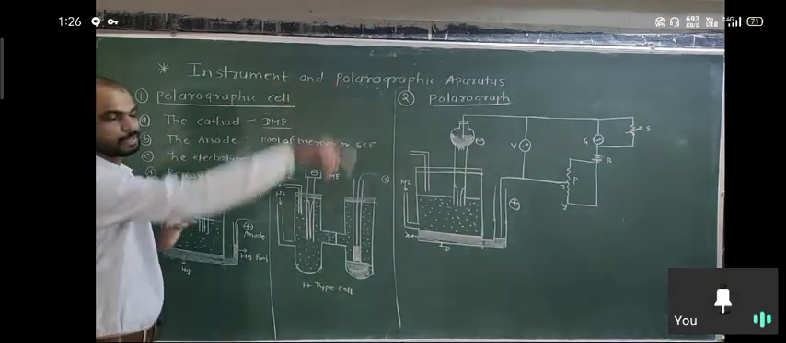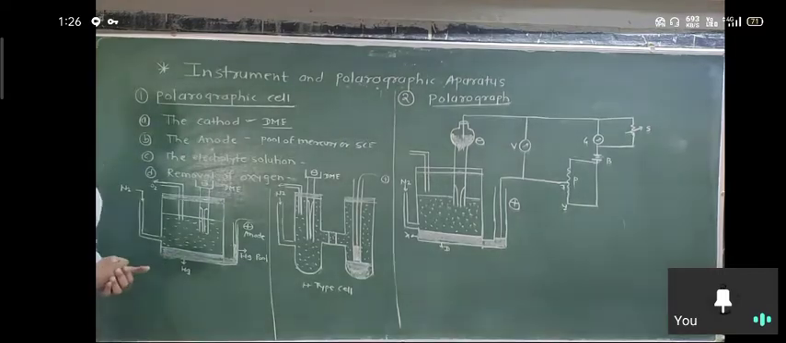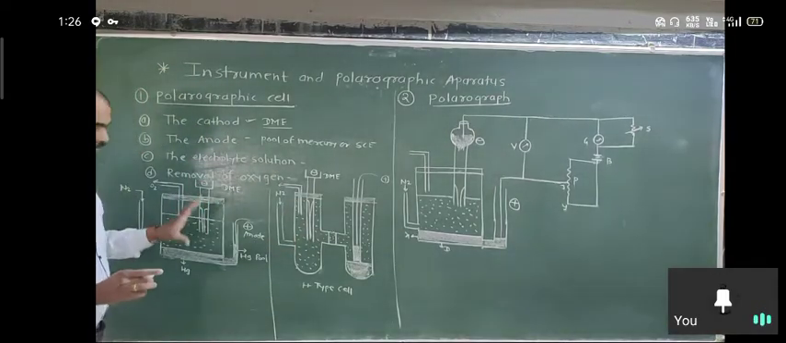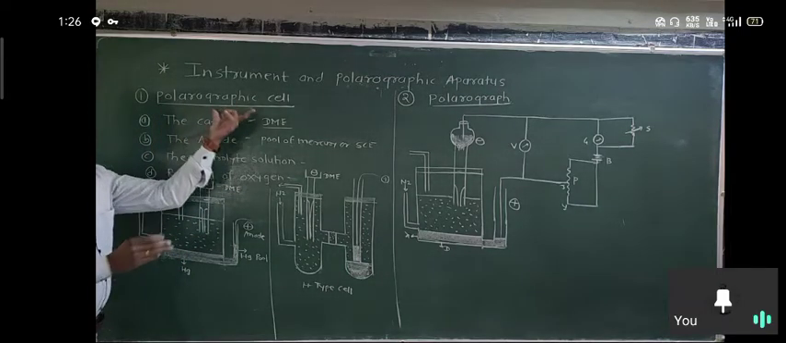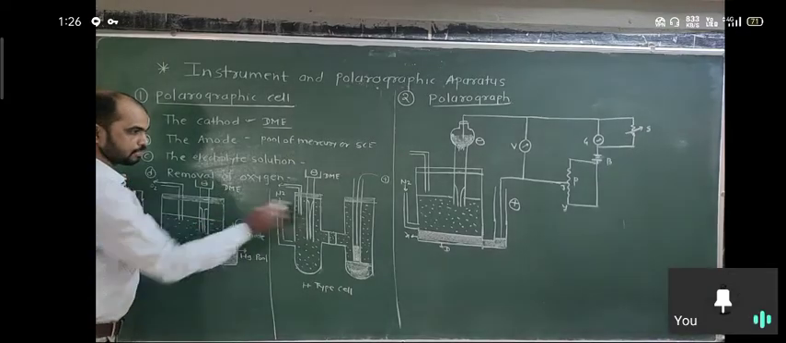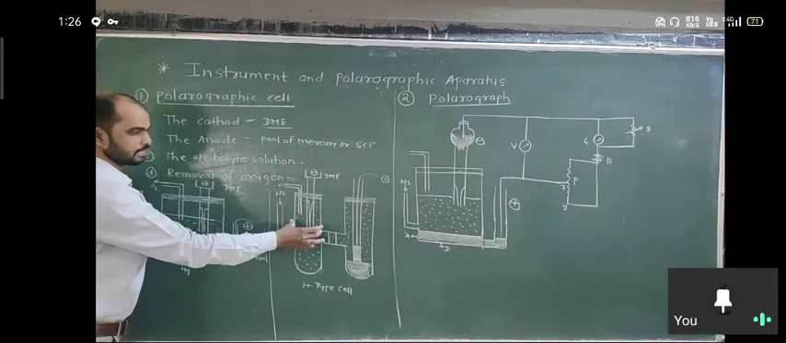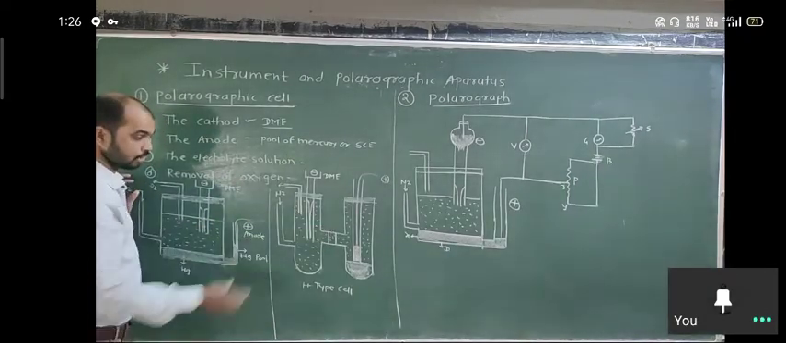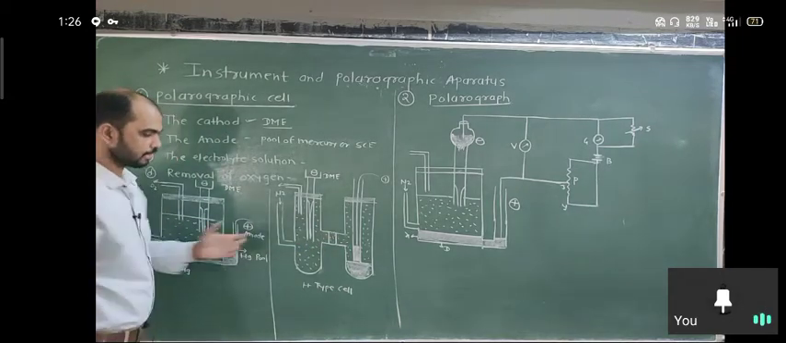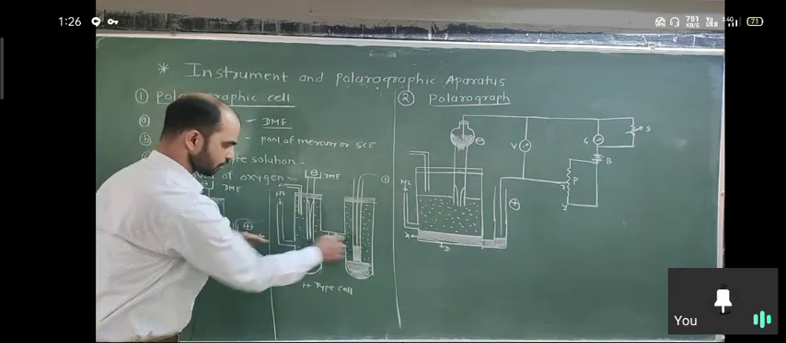Then we move to the other parts, the remaining components present in the given apparatus. But here we are only going to discuss the polarographic cell, which is a part of this apparatus. There are two types of cell, the first one and the second one. This is an H type of cell. You can see here it looks like an H.